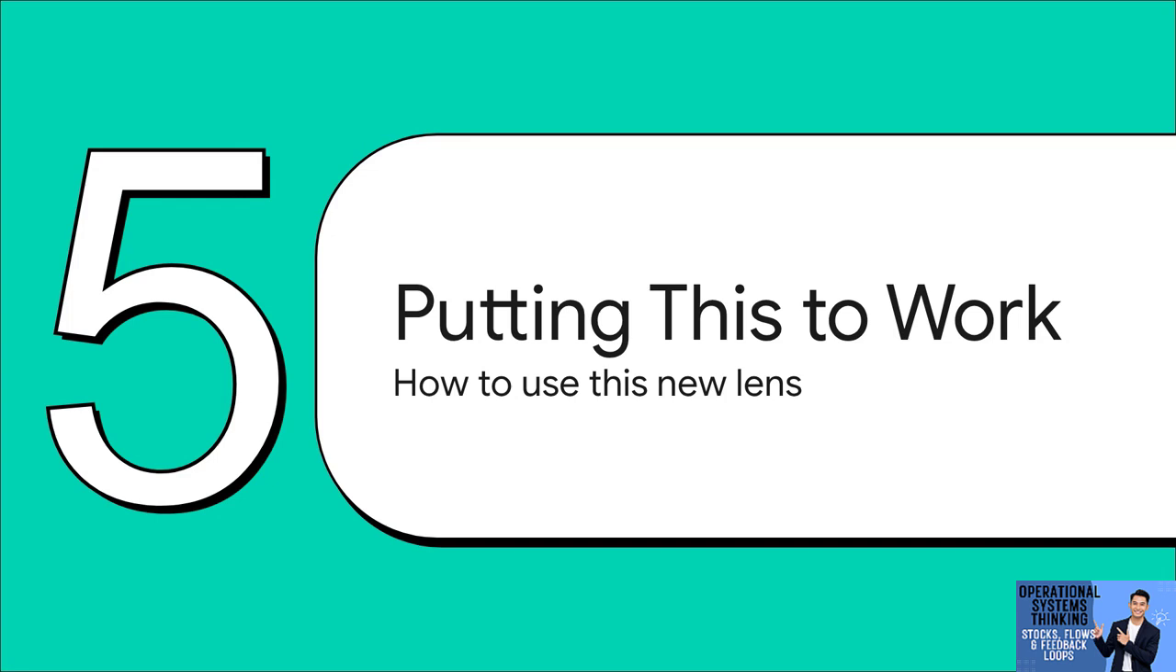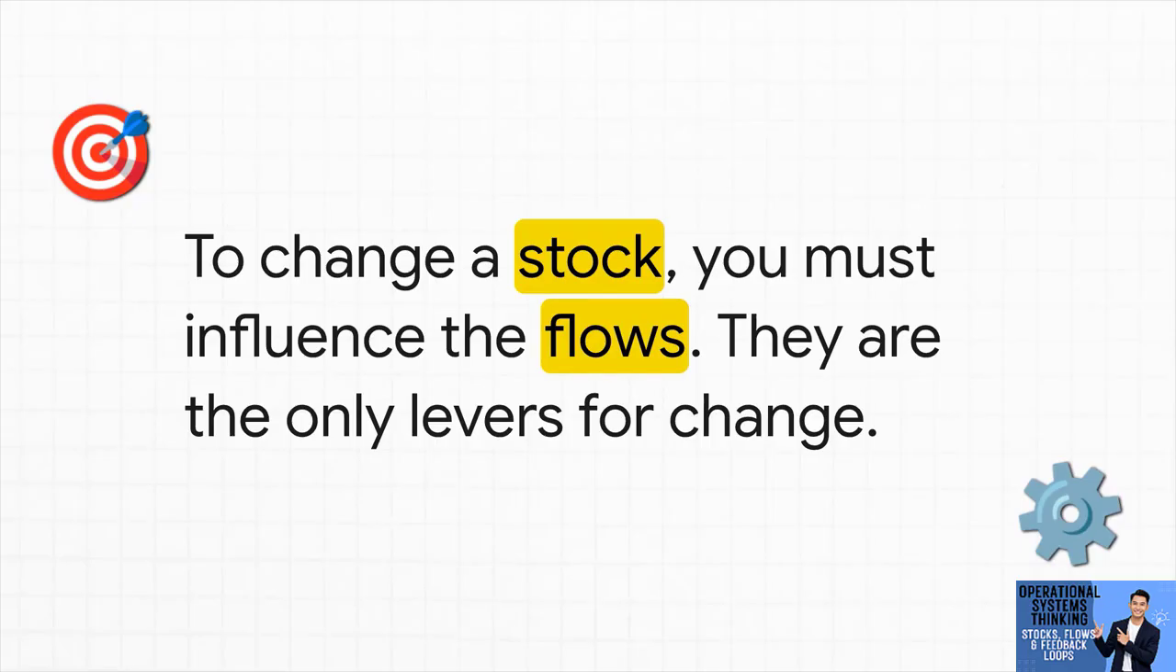So we've gone from a bathtub to a fishery collapse, and we've seen how a simple map of stocks and flows can bring immense clarity. So now let's bring it all home and talk about how you can put this powerful lens to work in your own world. If you remember only one thing from this whole explainer, make it this. Stop trying to change the stock directly. Instead, shift your entire focus to the flows. Ask yourself what actions are filling the tub and what actions are draining it. Because those are your levers. They are the only places you can truly intervene.